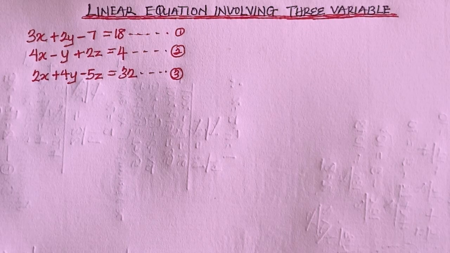In this video, I'll be solving simultaneous equations that involve three variables, which are x, y, and z. So basically, you can simply say it is three unknowns, right?